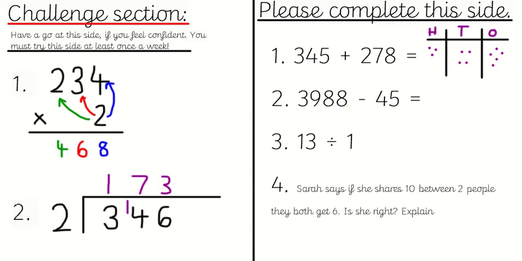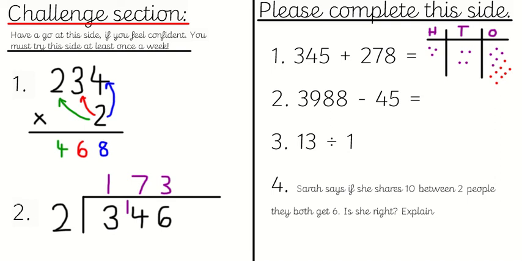Remember, we start with the ones column first, so that if we need to do any exchanging, we can move it up. So there's my ones column now. I have 5 and 8, which becomes 1, 2, 3, 4, 5, 6, 7, 8, 9, 10, 11, 12, 13. So now I've got 13 in here. How many am I allowed in this column? Yes, well done. When it goes over 9, we then exchange and move it over.